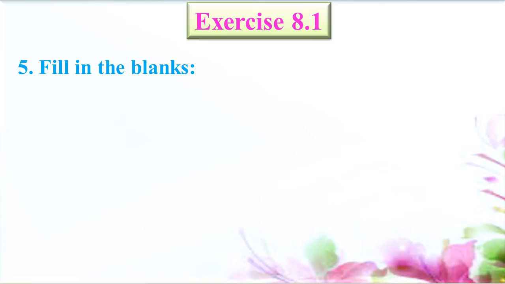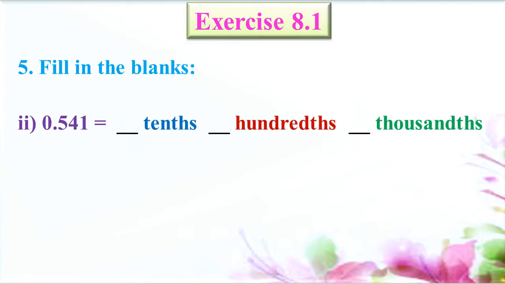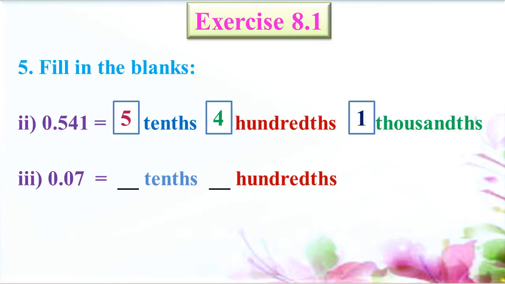Decimals as fractions. A decimal number is another way to write a fraction that has a denominator of 10, 100 or 1000 and so on. For example, we can write 7 by 10 as 0.7 and read it as 7 tenths. We can write 7 by 100 as 0.07 and read it as 7 hundredths.